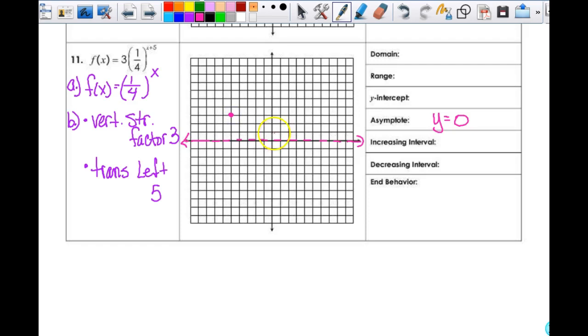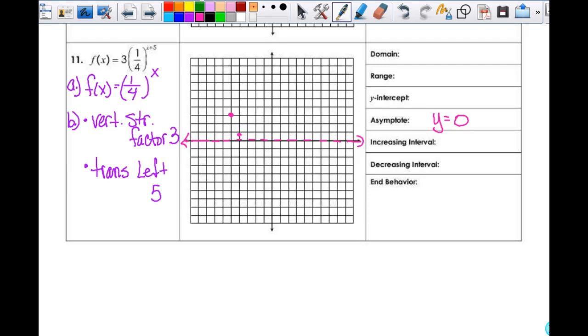So then I go to when x is 1 for my parent function. When x is 1, y is 1/4, right? I have a vertical stretch by a factor of 3. So 1/4 times 3 is what? 3/4, yes. You got one of them, now you got 3 of them. So 3/4, which doesn't move me that far, right? That's my vertical stretch factor of 3. Then I translate to left 5. 1, 2, 3, 4, 5. And I'm right about there.